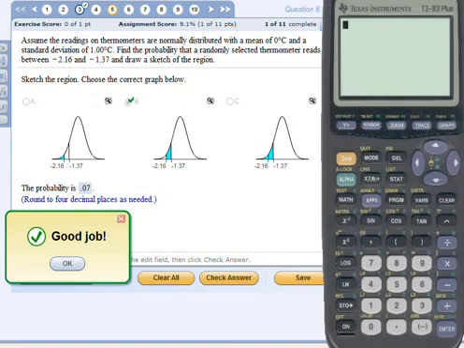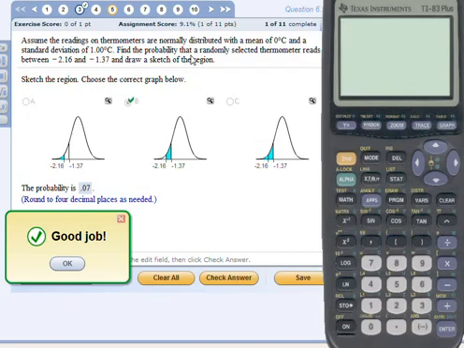This is a slight variation on the normal distribution that I wanted to show you, just so you can see the difference. So let's look at the wording of this problem, and this is problem number 5, section 6.2. Assume the readings on thermometers are normally distributed between the values from the other problem.